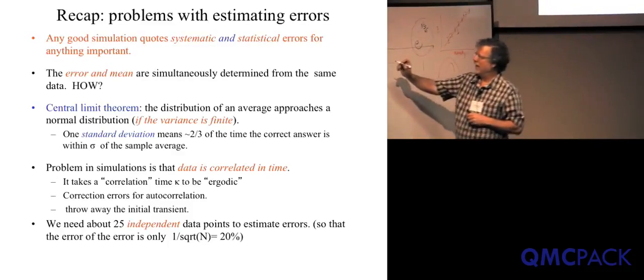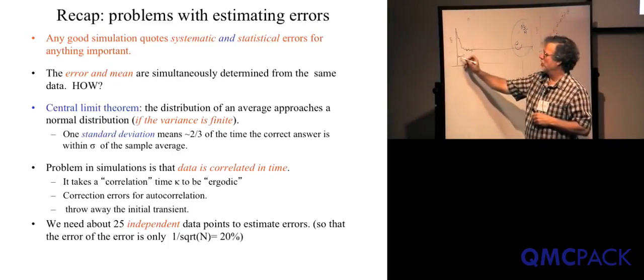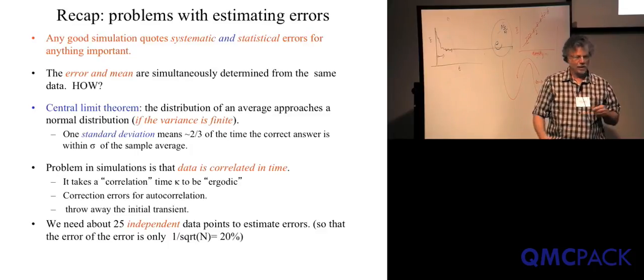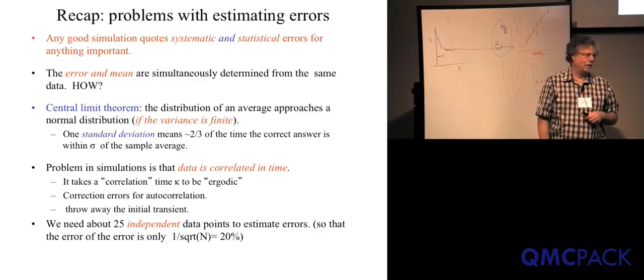Because you can see that this is something like your correlation time, and you need 25 correlation times. Why 25? Well, the error of the error goes like 1 over the square root of n, and the square root of 25 is 5. That means you're estimating to 1/5, which is 20%. That means your error bars are good to 20%, right? Which is, okay, at least the error bars have some significance.